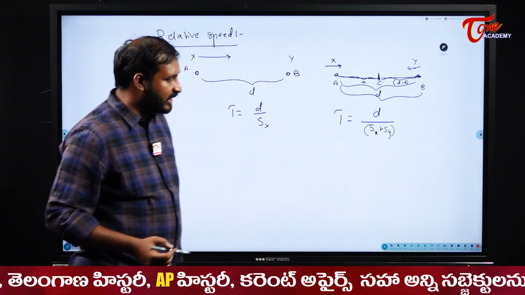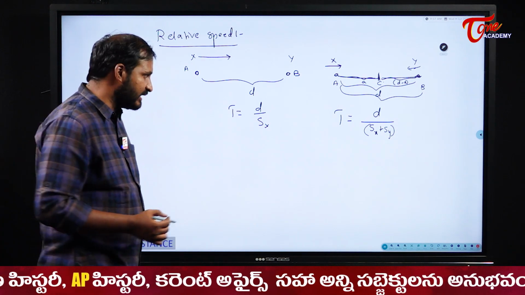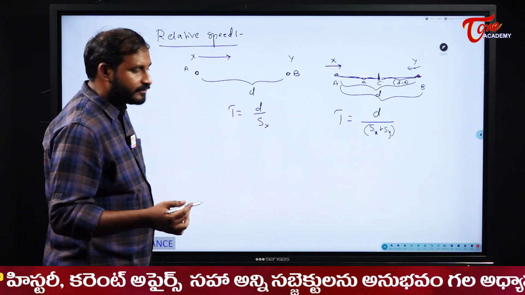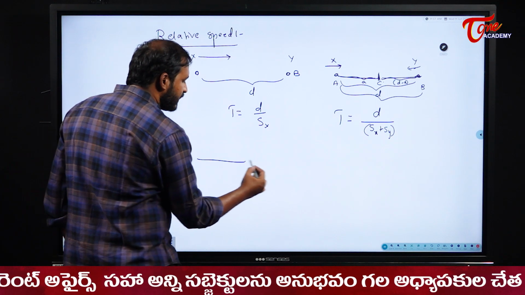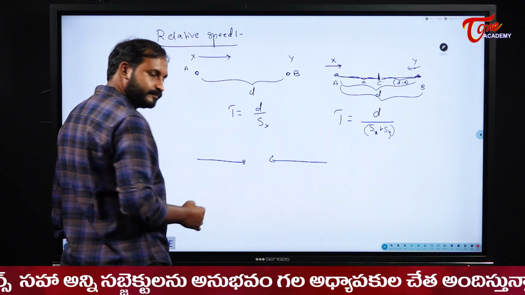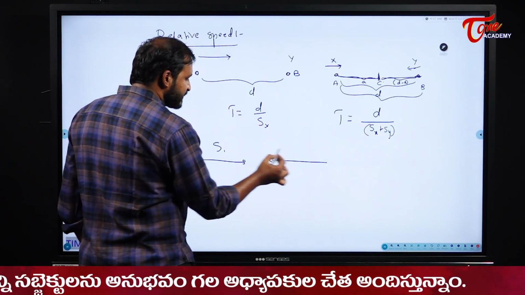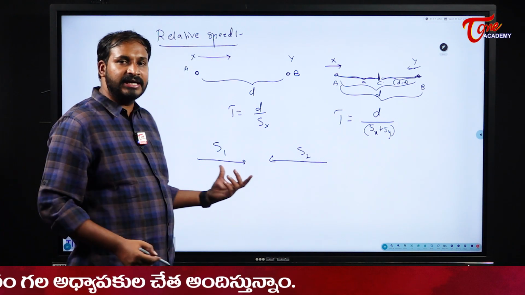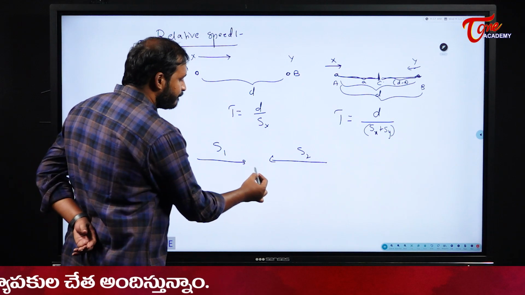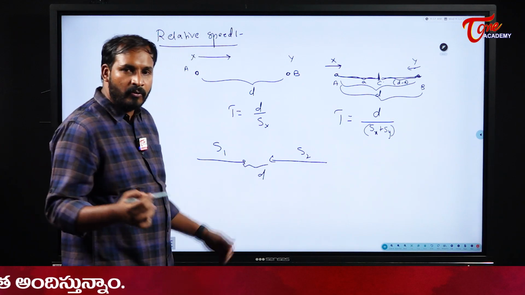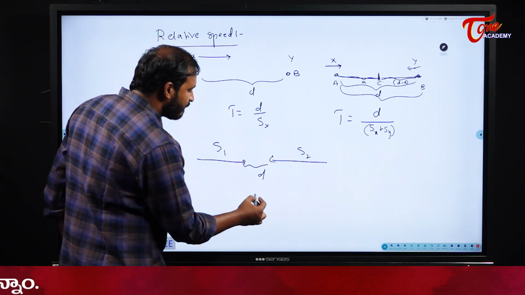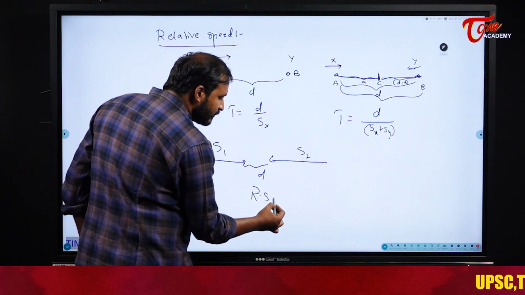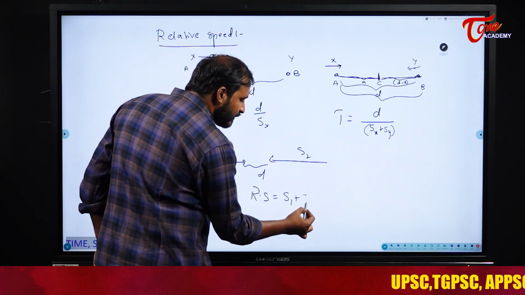So from this we can understand that when two persons are moving in opposite directions with the speeds S1 and S2, and they meet at some point, and the distance between them is some D, their relative speed will be equal to S1 plus S2.